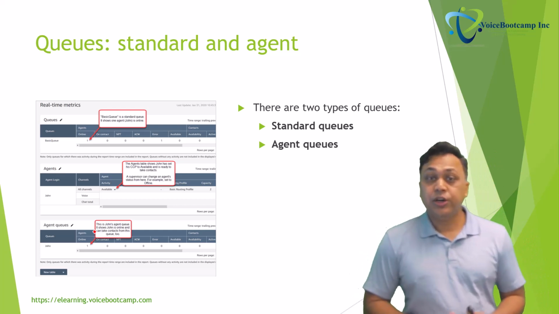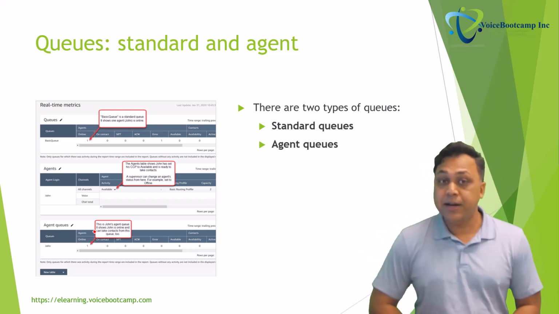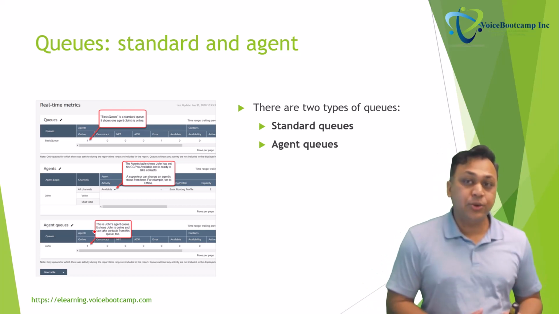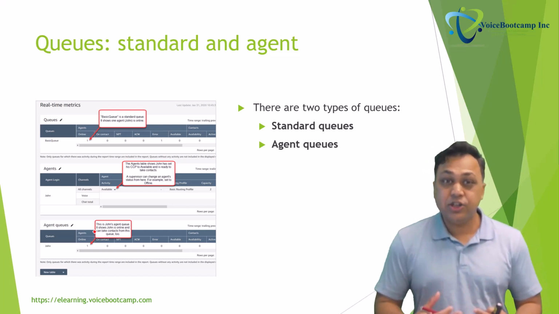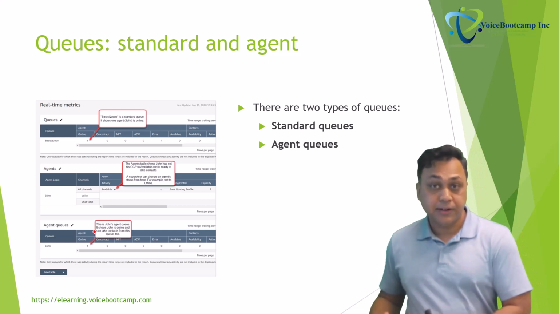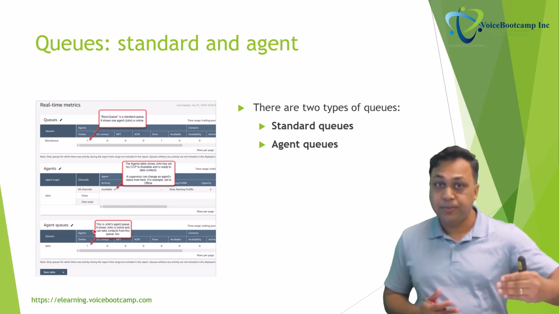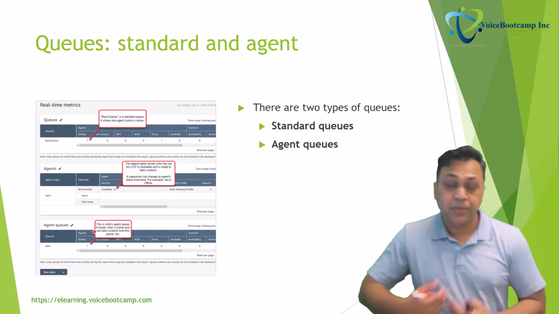Standard queue is where a contact will wait before the call is routed to or accepted by an agent. Agent queues are queues that are automatically created when you add an agent. So if I create an agent called Faisal, that means it will automatically create a queue called Faisal. So you could send the calls to only Faisal's queue. That means the call will wait in the queue only for me to answer the call.